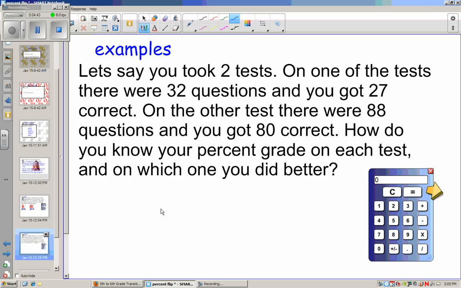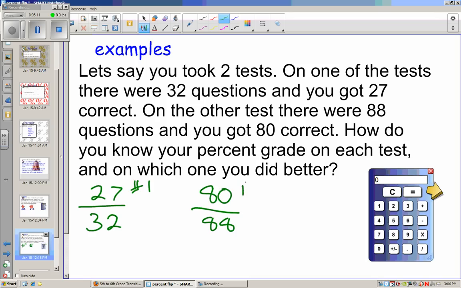Here's another sample. It says, let's say you took two tests. On one of the tests, there were 32 questions, and you got 27 of them correct. So that would give us what fraction? That's right, 27 out of 32. That's what you got on your test. Test number one, let's call it. On the other test, there were 88 questions and you got 80 of them correct. So test number 2, we got 80 out of 88 correct. And that's test number 2. So how do you know your percent grade on each test and on which one you did better?